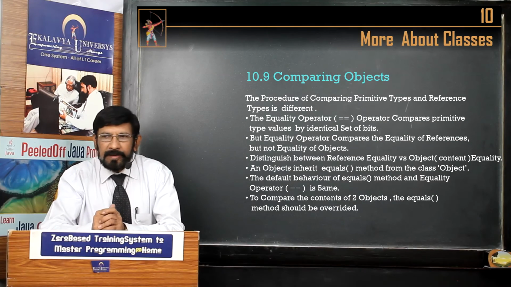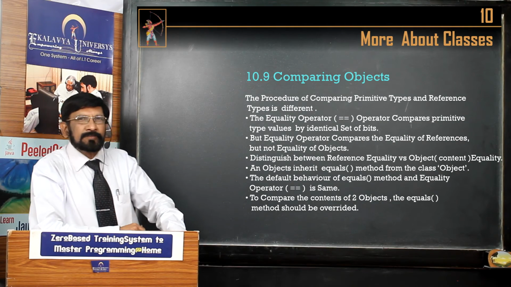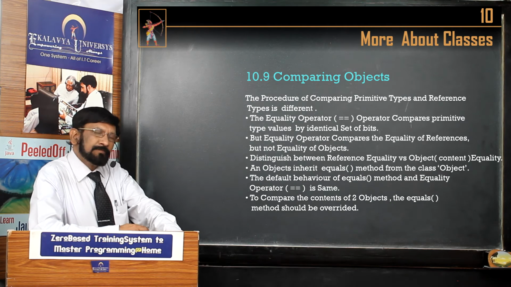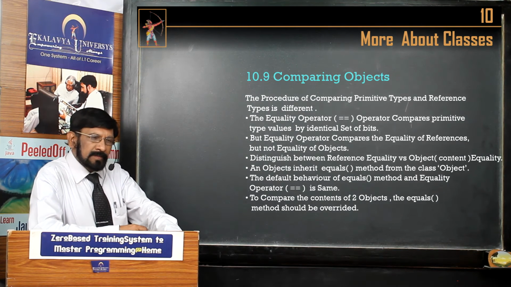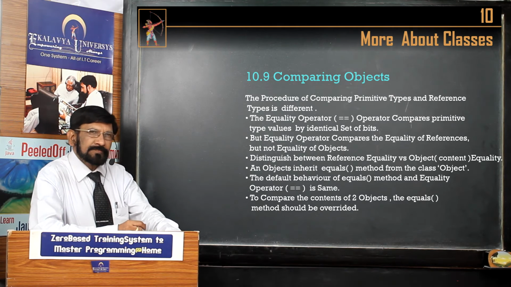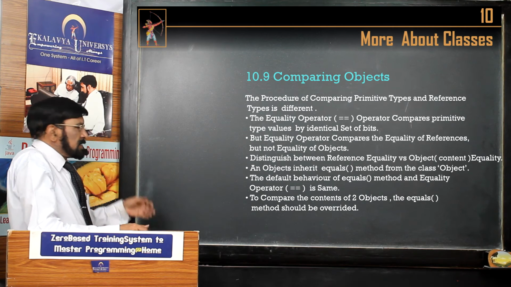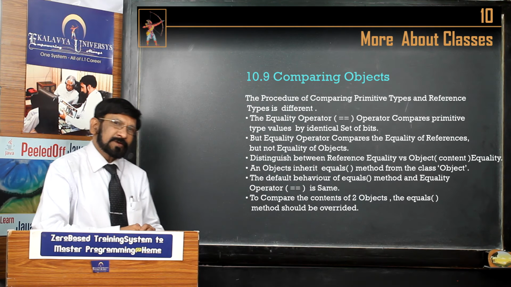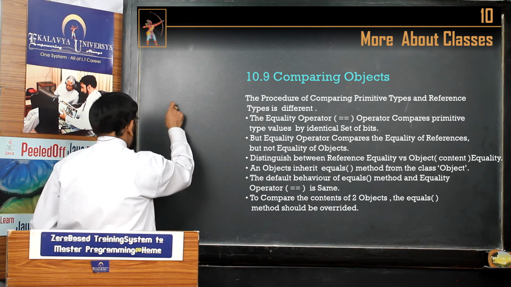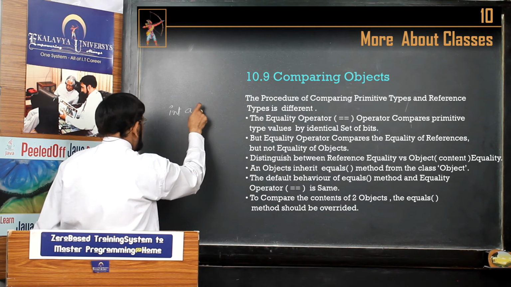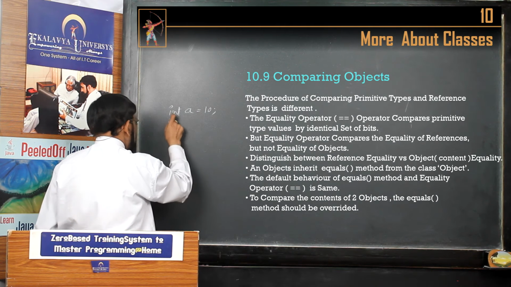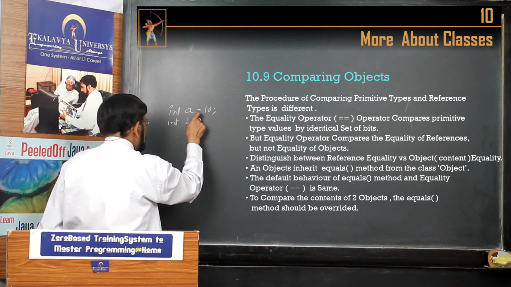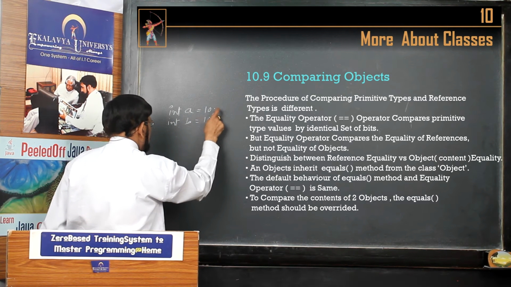Hello friends. Now let us take up concept number 10.9, comparing objects. Before learning the procedure of comparing objects, let us first understand comparing primitives. You see, int a is equal to 10, int b is equal to 10.